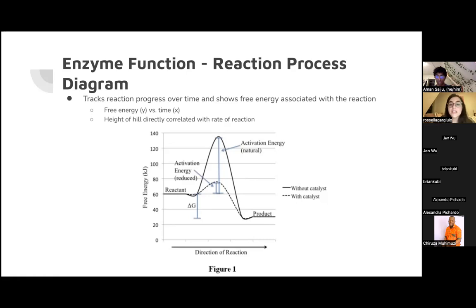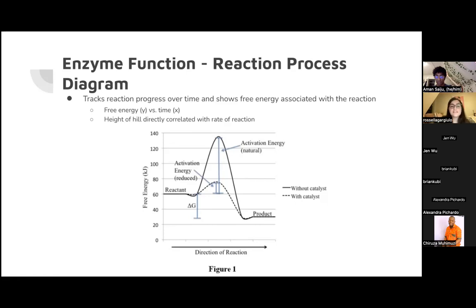So you can see that the activation energy is much lower with the enzyme, and the height of this activation energy is directly correlated with how fast the reaction is going to go. So we can see that the activation energy without the enzyme is much higher than with. That means that the reaction is going to happen much faster with the enzyme, which we know is true. Because the activation energy decreases, that lets the reaction go by faster.